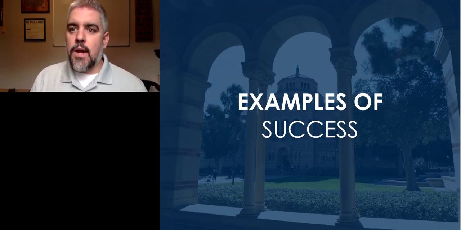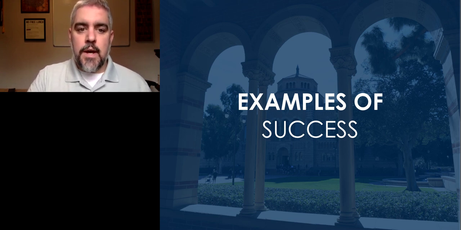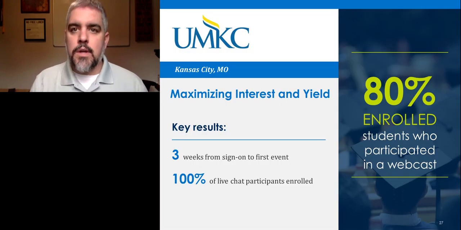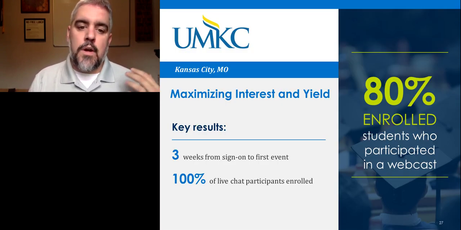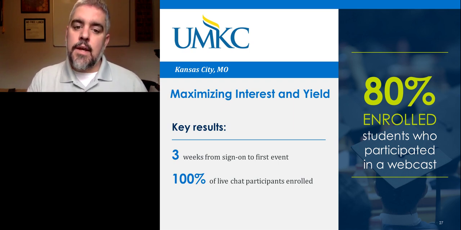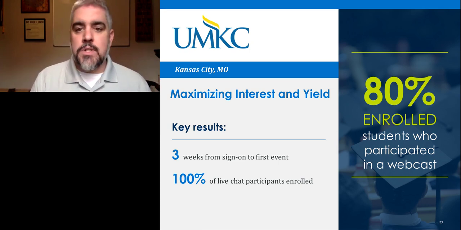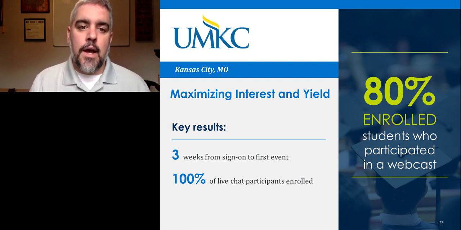So the final piece here that I want to get through is some examples of success, right? I mentioned earlier that there are a number of institutions who have already leveraged the Conduit platform to boost conversion and boost yield. So when we think about success, it's all in the numbers, right? Schools like University of Missouri, Kansas City, took about 3 weeks from sign on to first event. Their first event was a live chat where they addressed a list that they had acquired earlier in the process, hosted it on their website, and 100% of the students who engaged with their chat content enrolled for their past intake cycle. On top of this, for students who participate in webcasts, which are a little bit more of a broader content strategy, 80% of those students enrolled for this past intake cycle.